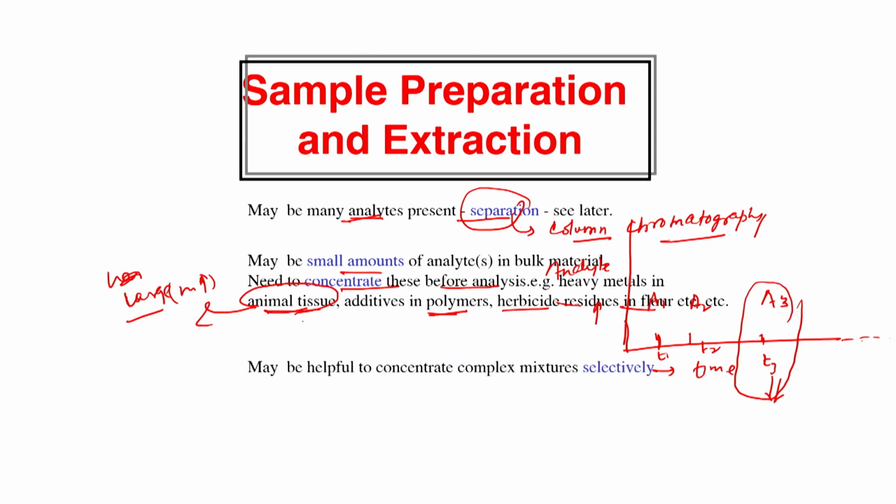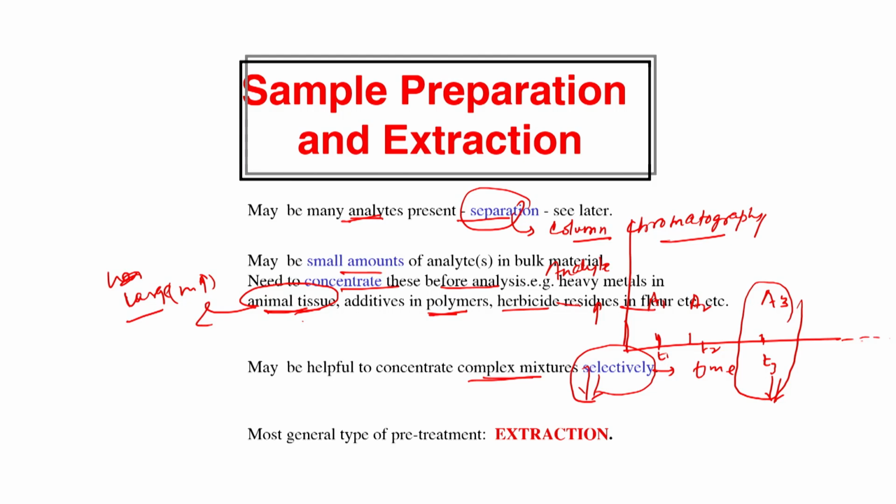And this step may be very helpful to concentrate complex mixtures selectively. So you don't concentrate all the things, you selectively concentrate the part of the complex mixture that you need. If you are concentrating all the solution, then it is also not good. So selectively you have to select, okay, I am interested in these analytes. You have to ensure that you are first separating that by whatever means you are using, and then you are doing the analysis.